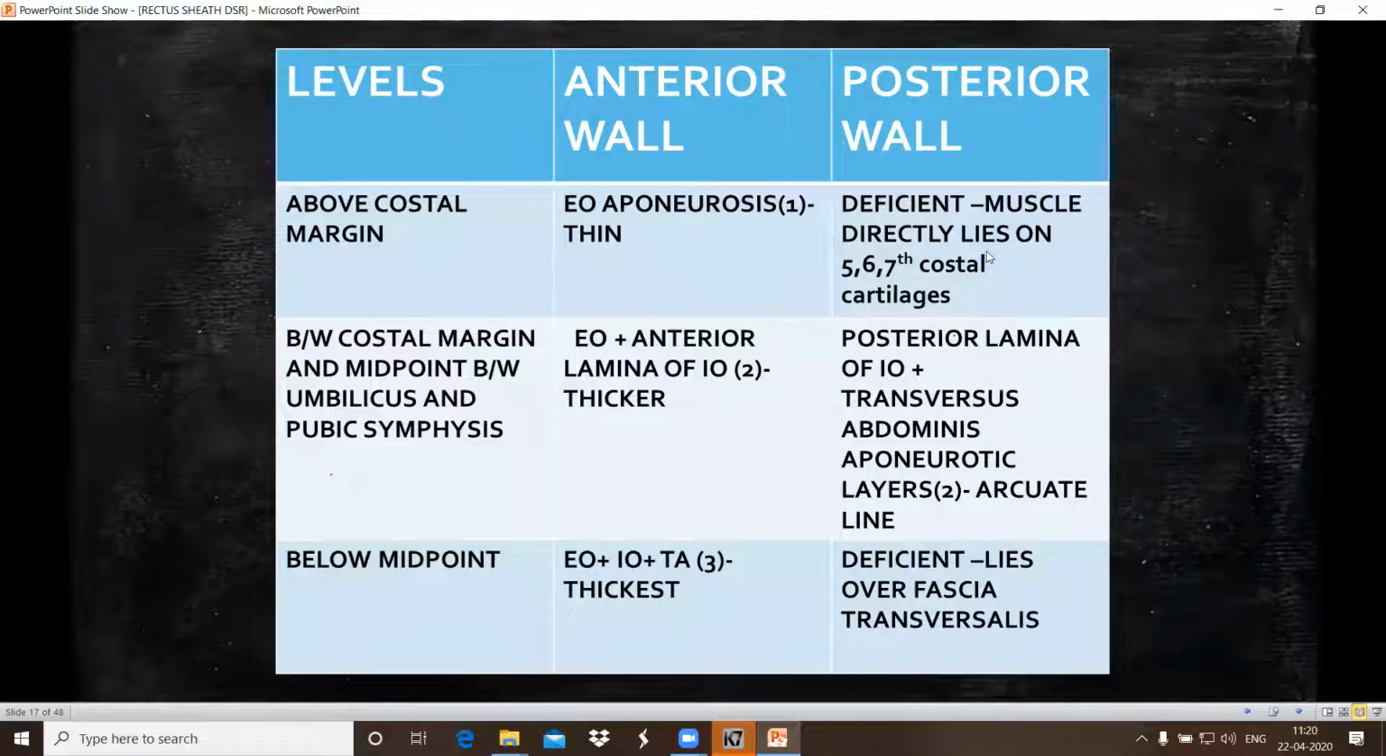The posterior wall is deficient above and below the midpoint. Above, it lies over the 3 costal cartilages. Below, it lies over the fascia transversalis. At mid level, it is formed by the fusion of the posterior lamina of the internal oblique and transverse abdominis.